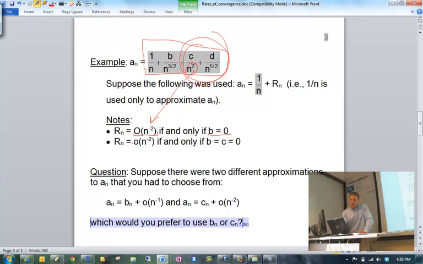Now you could get a little o 1 over n squared instead if both b and c are equal to 0. Notice if b and c were not equal to 0, then you're going to have something that's going off to infinity.